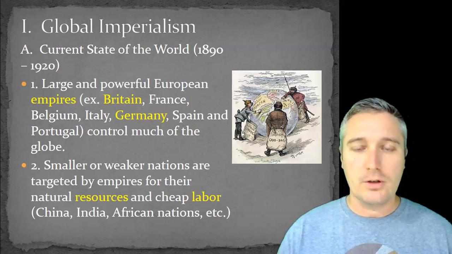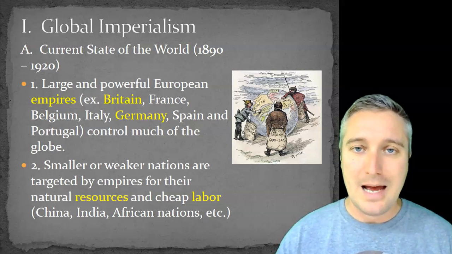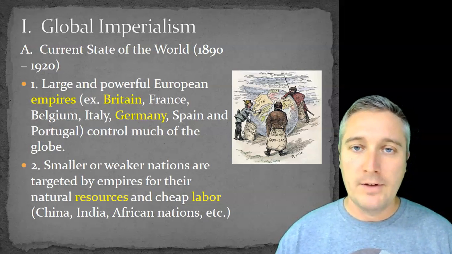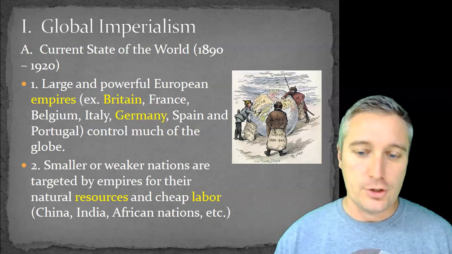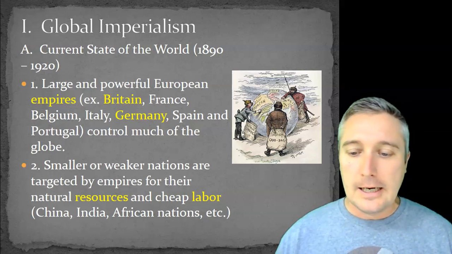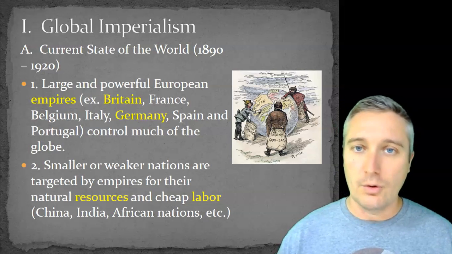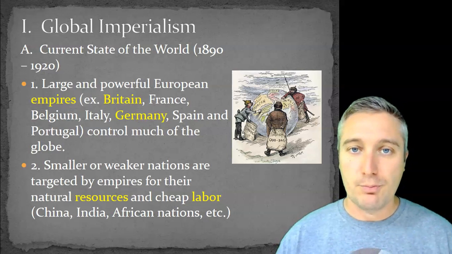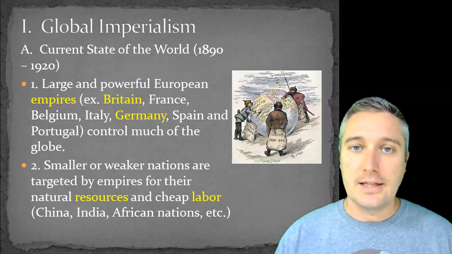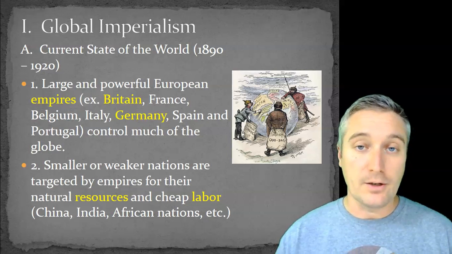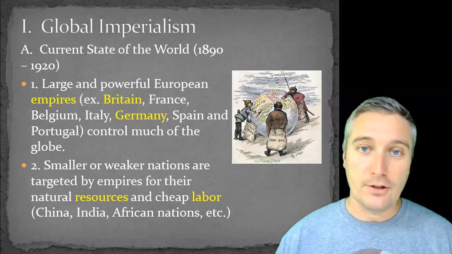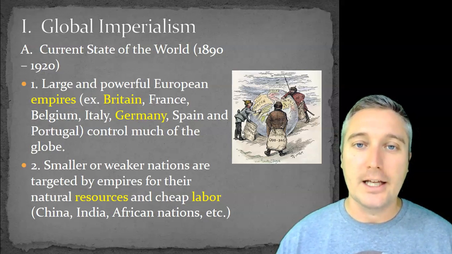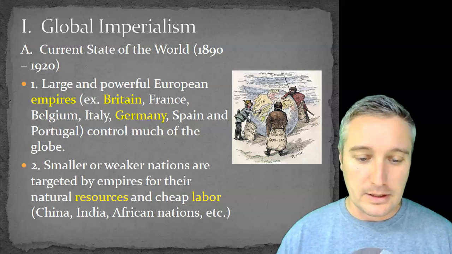So let's take a look at the current state of global politics, what's happening from around 1890 to 1920. By this point, you have the major players on the world stage. You have the British, the French, the Belgians, all of these European nations from the old world that have established pretty large empires. They said that the sun never set on the British Empire, and they were technically correct. They held so much land throughout the world that there was literally the sun shining on a piece of it at every moment during the day.